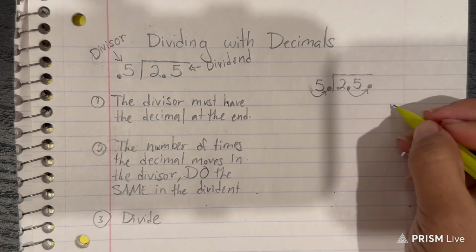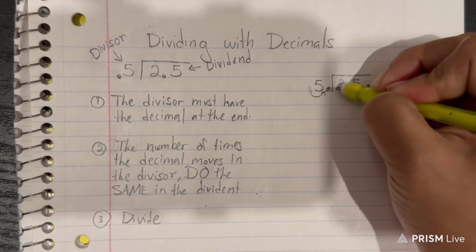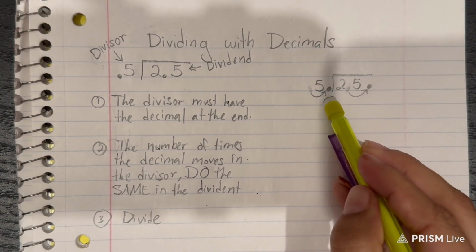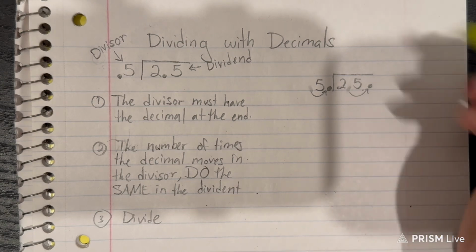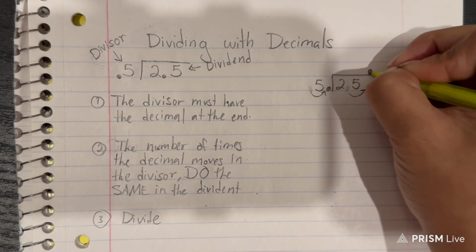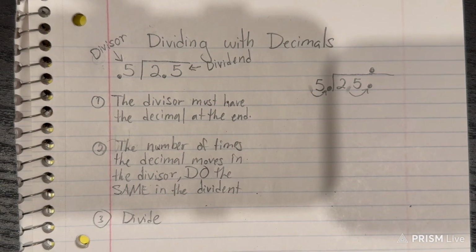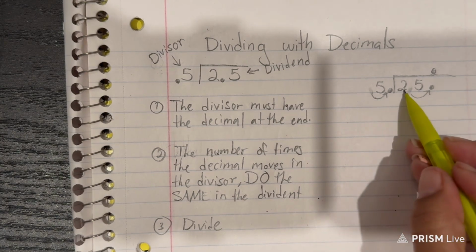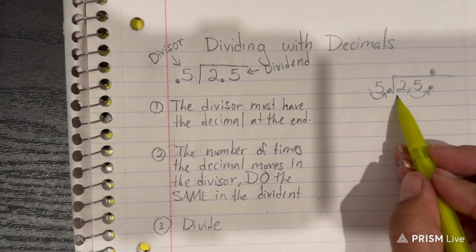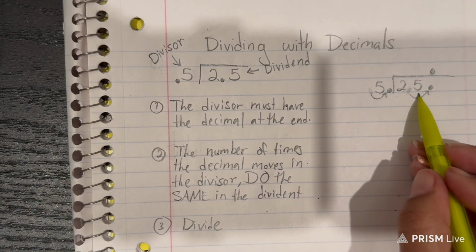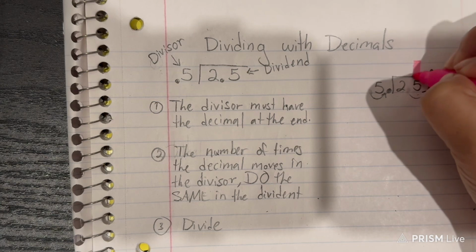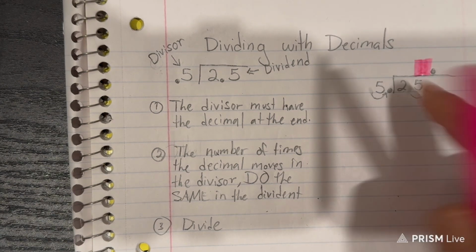So if I were to rewrite this, it would look just like that. 5 with the decimal at the end, and then 25 with the decimal there. And the decimal goes straight up. And here's a very important step that I don't want you guys to miss: the first thing you're going to ask yourself is, can the 5 go into a 2? 5 cannot go into 2, but 5 can go into 25. Because of that, the number that we end up left with will end up being written here, not over here.